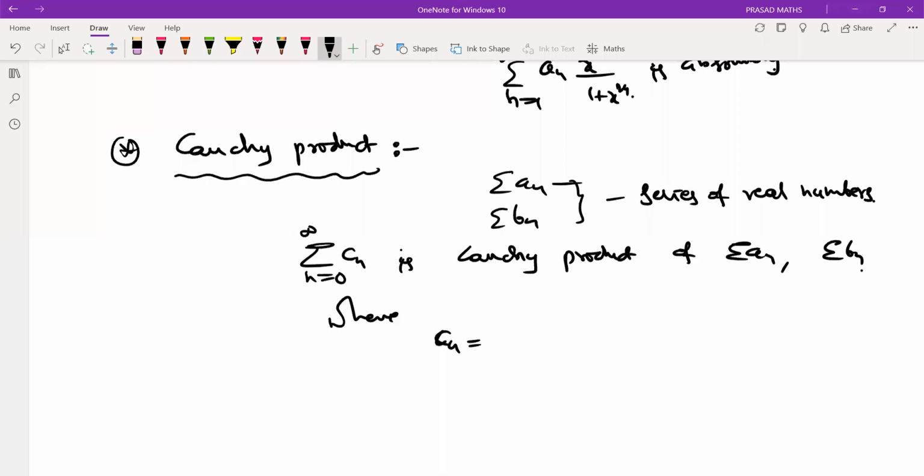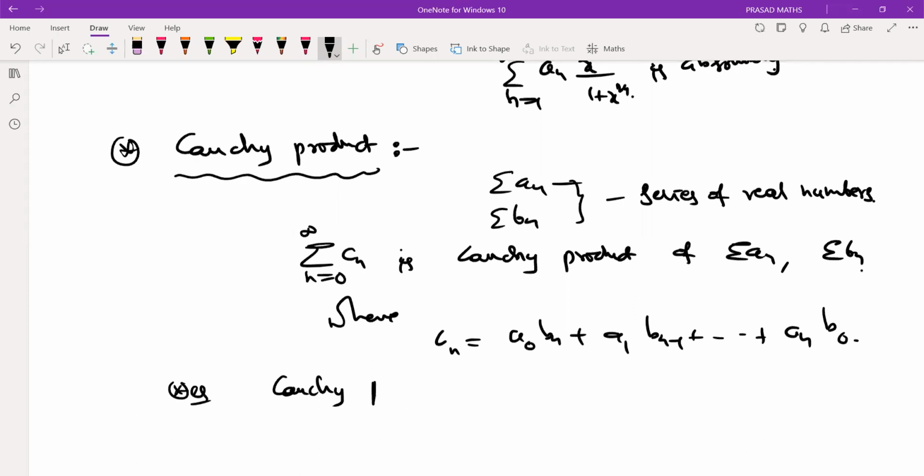Cn is calculated like this. Cn is nothing but what? Exactly, A0 Bn, A1 Bn minus 1, up to An B0. Right? This is nothing but your Cauchy product. Generally, the Cauchy product of series may not be convergent. Example, you can take this. Cauchy product, we cannot say which question will be given, but Rudin is very important. So the Cauchy product of convergent series may not be convergent.